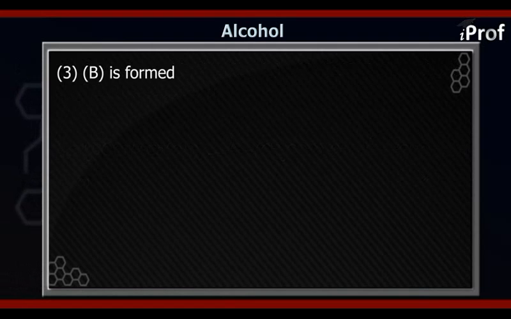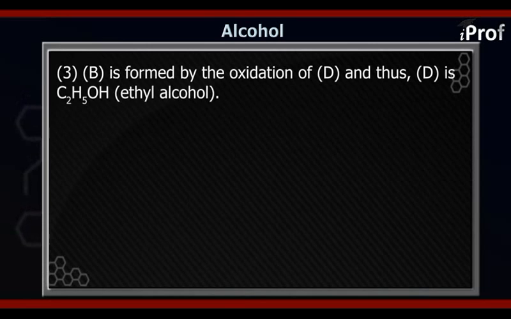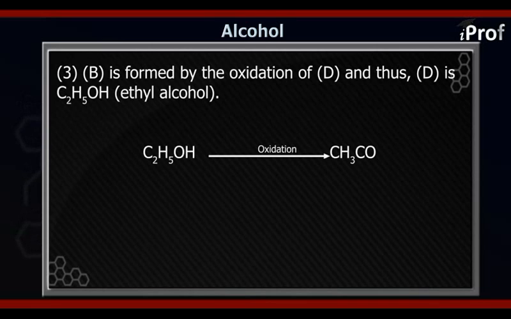Another point is that B is also being formed by the oxidation of D with the KMnO4. Now first of all, it is being said that the oxidation of D with the KMnO4 gives B. So therefore B is a carboxylic acid, and that is being formed by the oxidation of D, and we already know the structure of B, that is acetic acid.